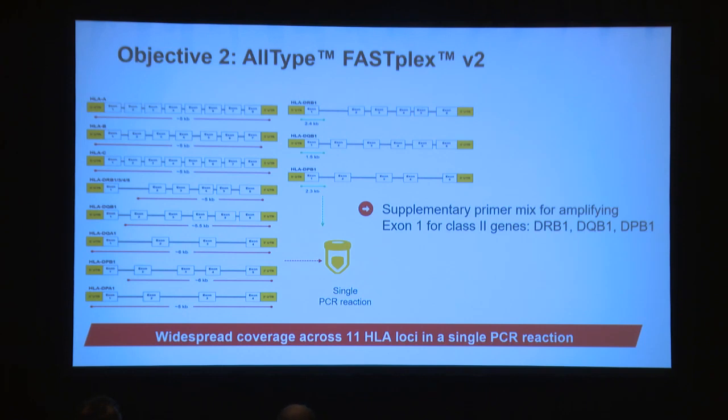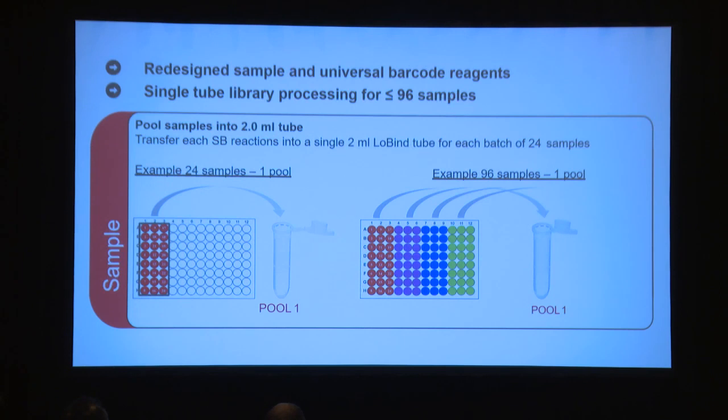So this comes to objective 2. Because Lambda was listening to this recommendation, they started to add exon 1 sequencing in version 2. This solved all these alleles that we could not resolve without exon 1. It comes as a supplementary primer, so you can just spike it in. It's the same technique as the other one. You just spike your primer, mix it in, and you can now sequence exon 1 for class 2, DR, DQ, and DP.